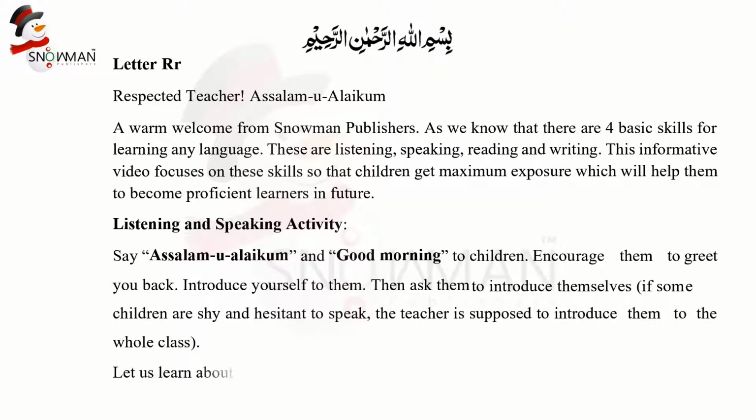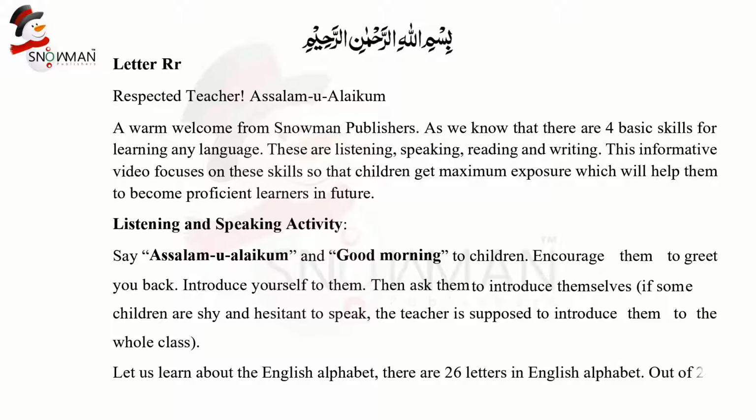Let us learn about the English alphabet. There are 26 letters in the English alphabet. Out of 26, 5 are vowels and 21 are consonants. This time, it's the 18th letter, R. Use the writing board and write letter R.